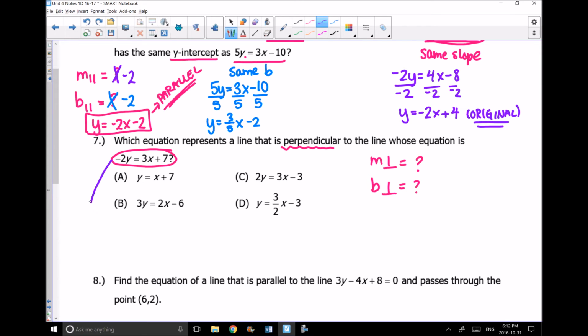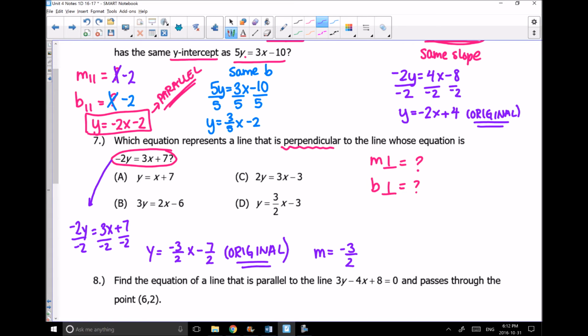Well, if I look right here, in order to be able to figure out the slope of this line, I need to isolate the y. So I'm going to divide everything by negative 2, and I get y equals negative 3 over 2x minus 7 over 2. So I know that the slope of my original, and again, this is the original, it's key that you know that, the slope of my original line is negative 3 over 2.